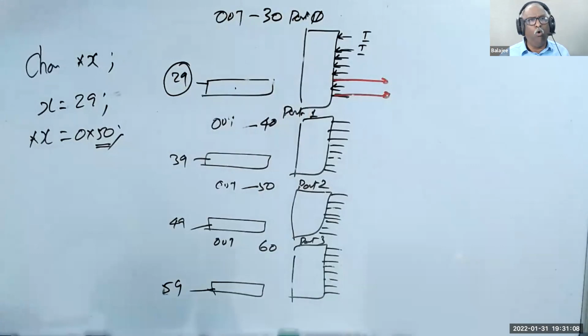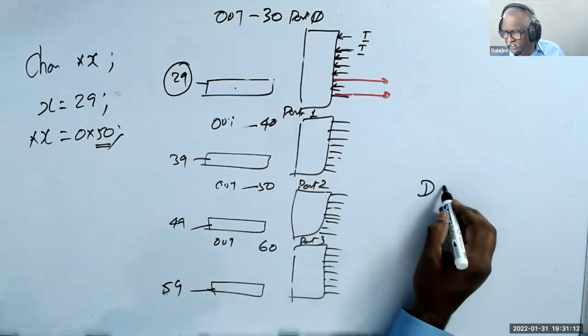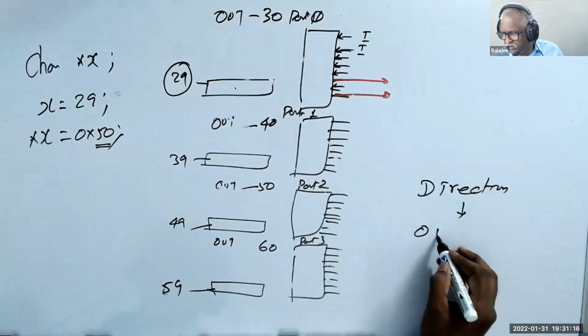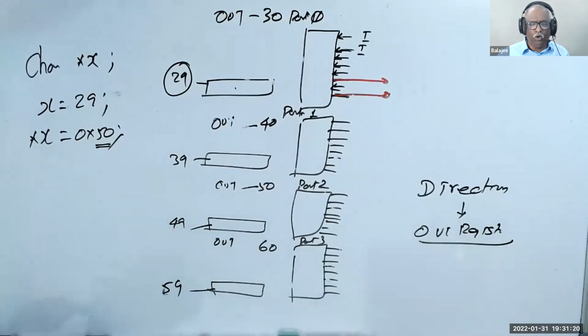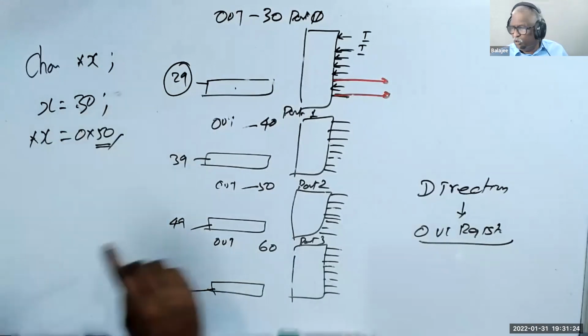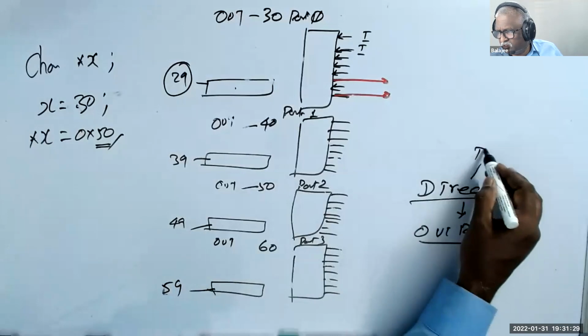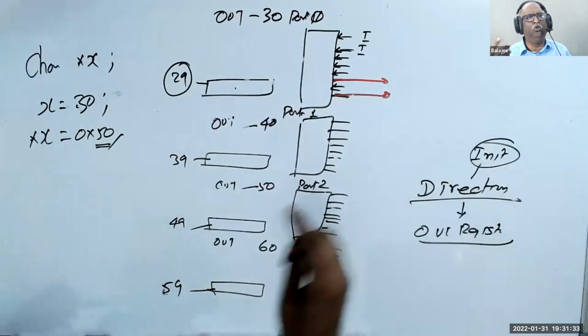So the out is requiring two registers. One is called the direction register. The other one is called the out register. Whenever you want to output, you should write output here. But you will do this only once. That's why we call this initialization. During init, when you start the program, you will do that.